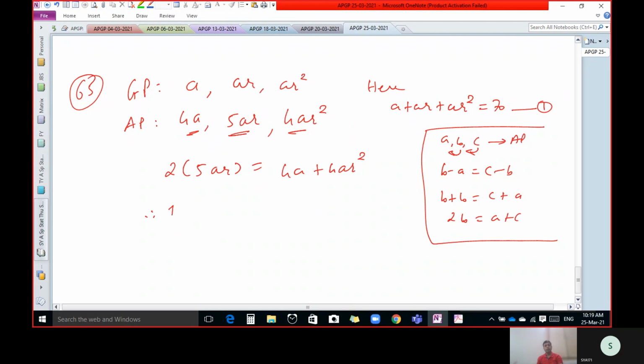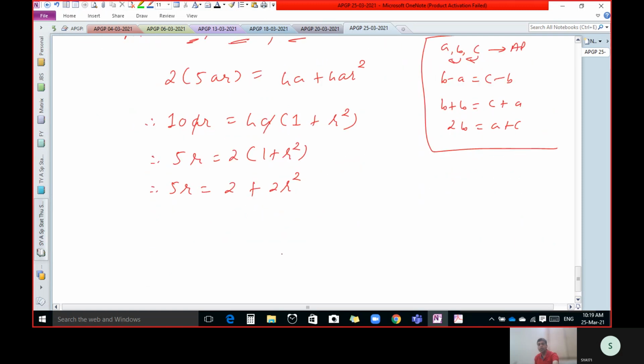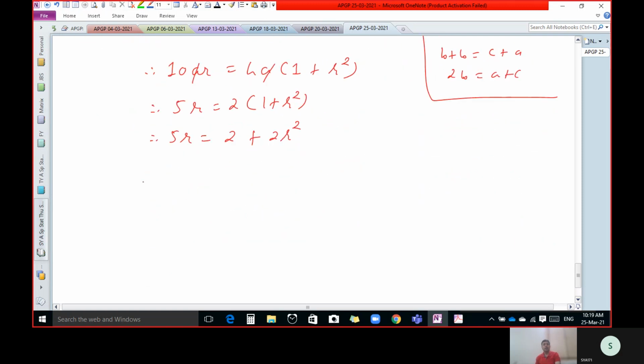Now multiply this, so we get 10ar, and take common here. You can take 4a common, so we get 1 plus r square. Now cancel a from both sides. Even you can divide by 2. So if we divide by 2, we get 5r, and on the other side we get 2 only. Now open the bracket. So we get 2 plus 2r square. Now take 5r to the other side. So we get 2r square minus 5r plus 2 equal to 0.